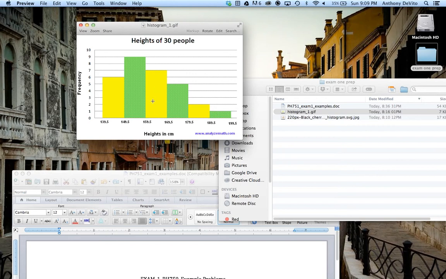Well, 160 is everything from here to the right. 180 is everything from here to the right. So there are 7, 5, that's 12, 14, 15 people whose heights are greater than 160. And out of those 16 people, 2 and 1, 3 of them have heights greater than 180.